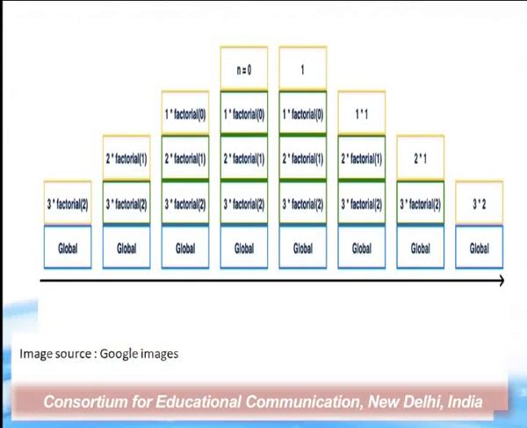So 3 into factorial of 2, in order to evaluate factorial of 2, this will call 2 into factorial of 1. In the next step, 2 into factorial of 1 will call 1 into factorial of 0. Now factorial of 0, where n equals 0, gives 1. So now here is the place where your stack starts unwinding.